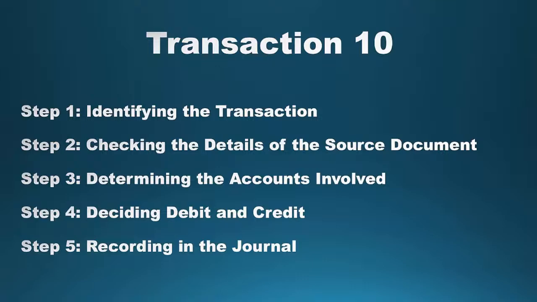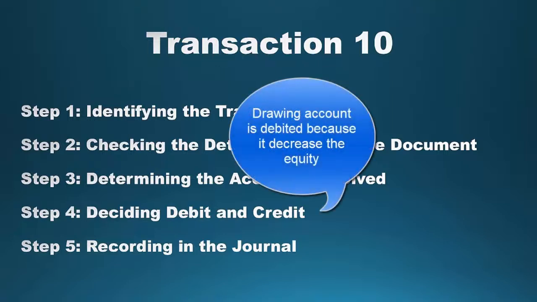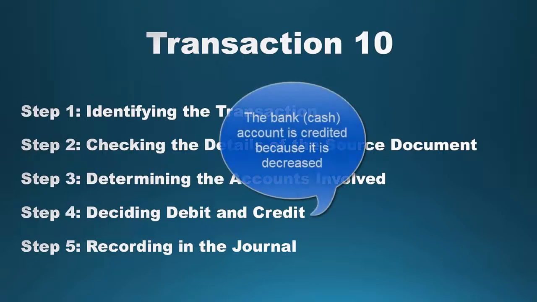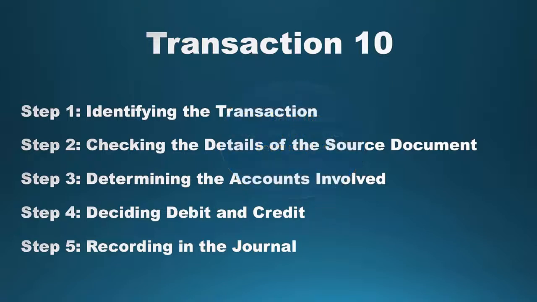Step 4, deciding debit and credit. Next, determine which account to debit and which to credit. The drawings account is debited because drawings reduce the owner's equity and a reduction in equity is recorded as a debit. The bank account is credited because the cash balance, an asset, is decreasing. A decrease in assets is recorded as a credit. So we'll debit the drawings account and credit the bank account for $500.